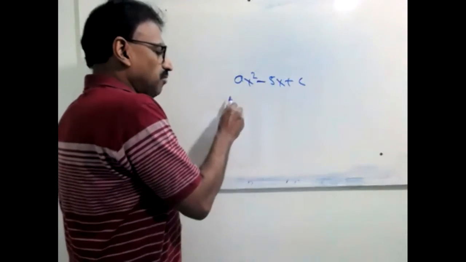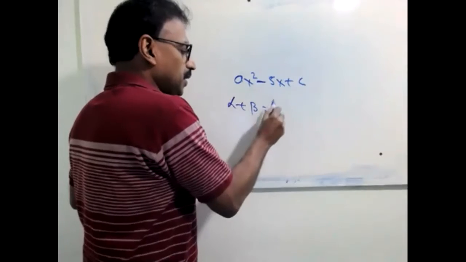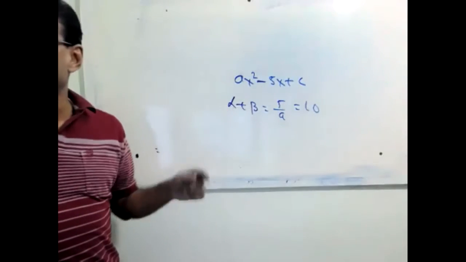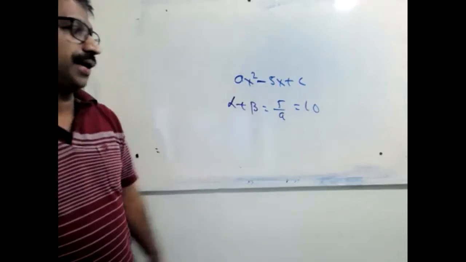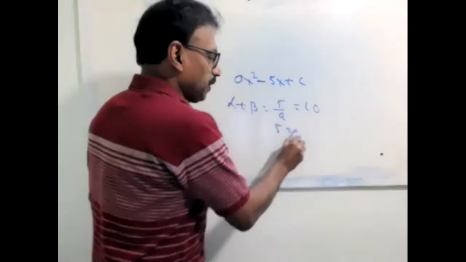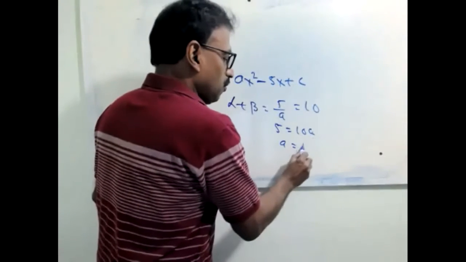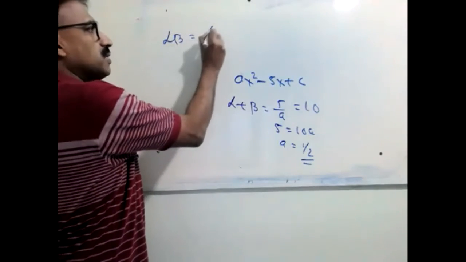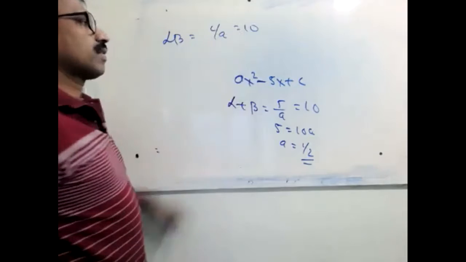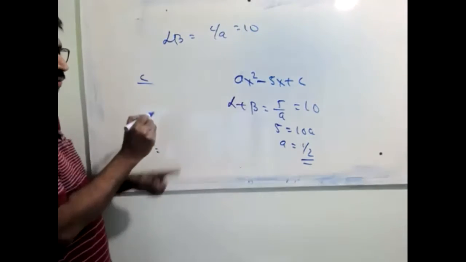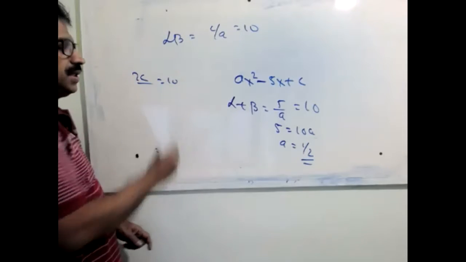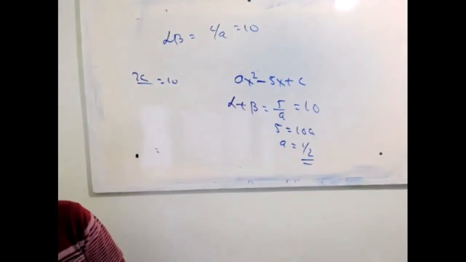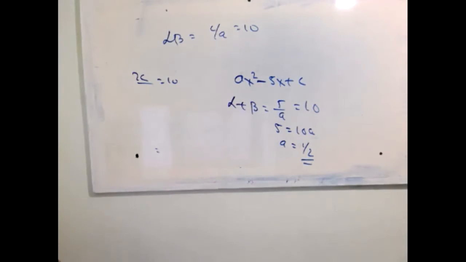Sum, alpha plus beta equal to 5 by a equal to 10. So 5 equal to 10a, a equal to 1 by 2. We got that already. Then alpha beta equal to c by a, that also 10. c by a is what? 1 by 2. Then 2c equal to 10, c equal to 5. Okay. Clear now?